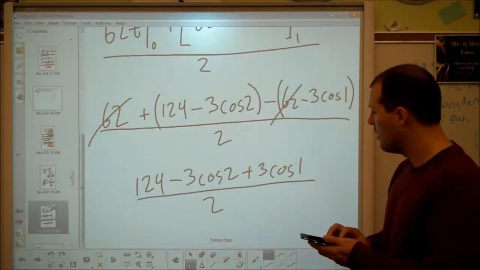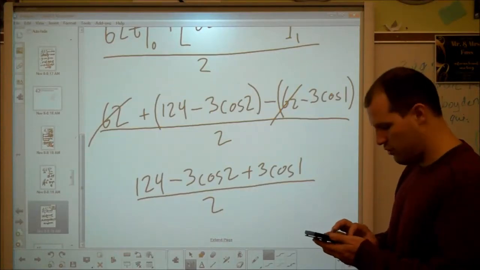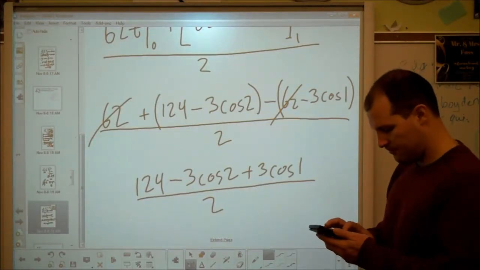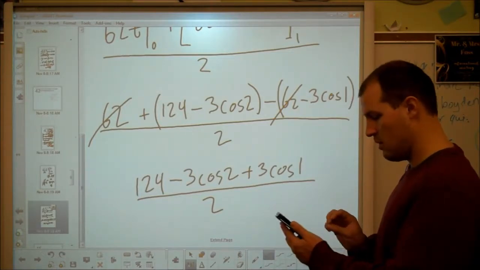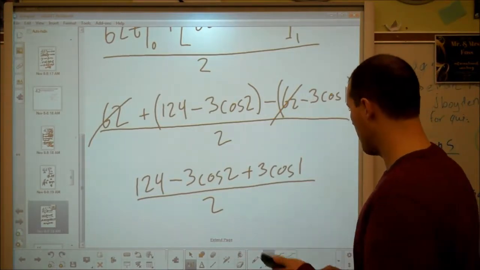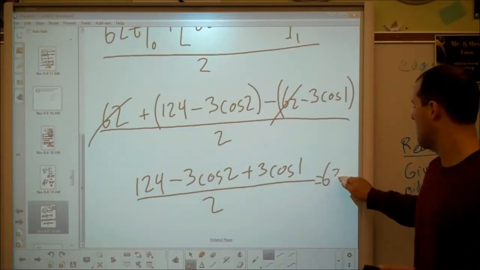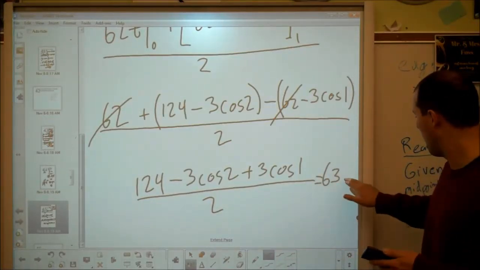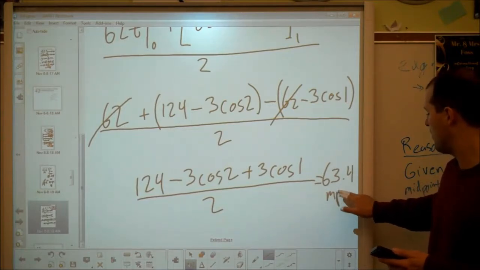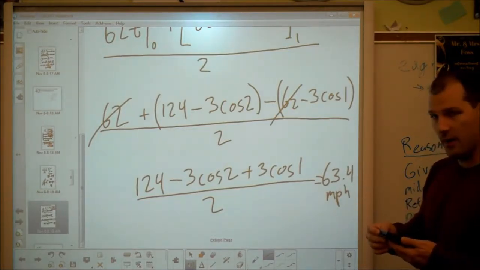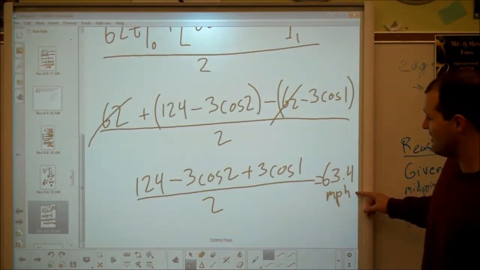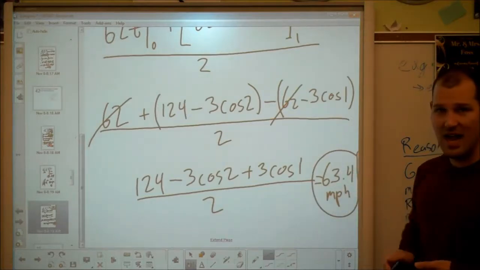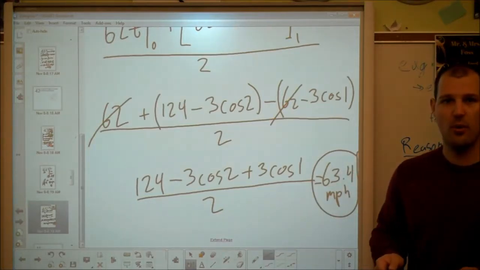So 124 minus 3 cosine 2 plus 3 cosine 1, and we're going to divide that by 2, and I get 63.4 miles per hour. Okay, so what does it mean? It means that we sped up. At that time we started at 62. In that last hour we sped up a little bit, so the average speed over the trip was 63.4 miles per hour.